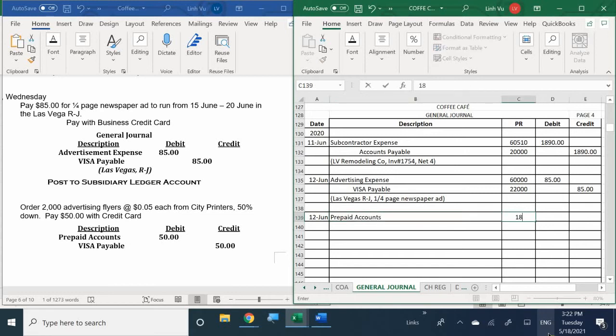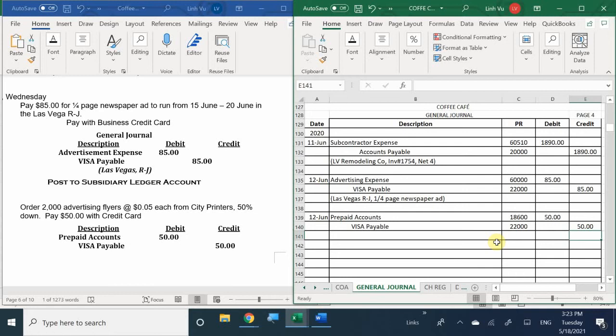What's the total amount that we owe? $50. And that's what we're going to be paying, $50. And how did we pay? Credit card. We used the Visa credit card once again to pay for these advertising flyers. So once again, Visa payable. The account number, 22,000, I think. And it's $50.